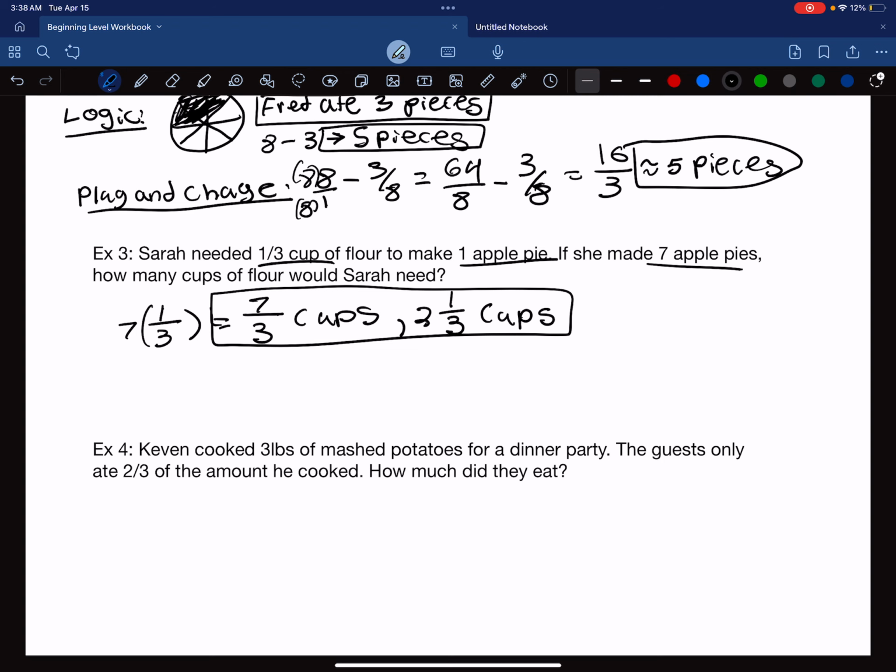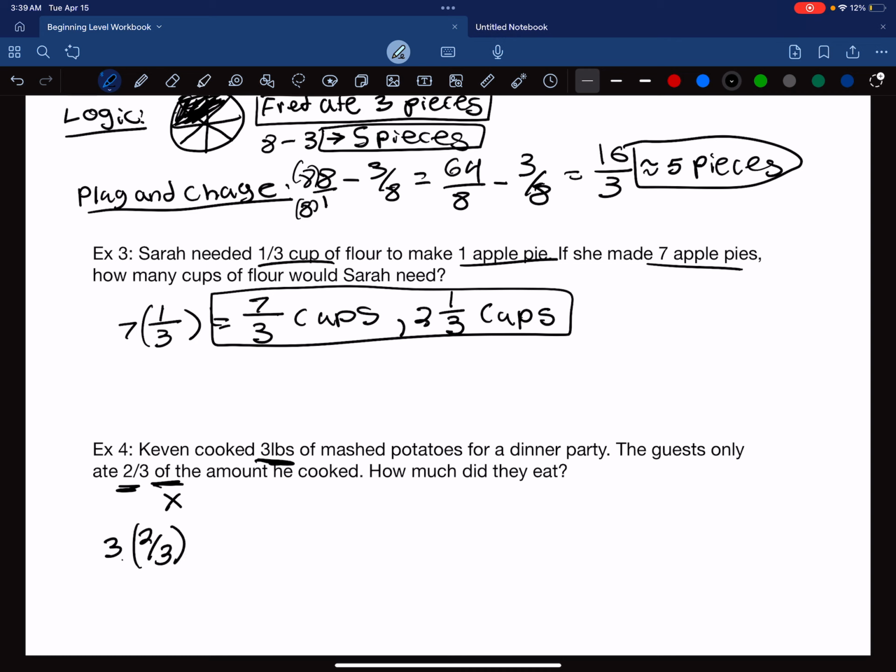Looking at example 4, we have that Kevin cooked 3 pounds of mashed potatoes for a dinner party. The guests only ate 2/3 of the amount that he cooked. How much did they eat? One thing I do want to point out is that whenever you see the word "of," that usually means multiplication. So with that logic, we can take the 3 pounds and multiply by 2/3. So we have 3 times 2/3.